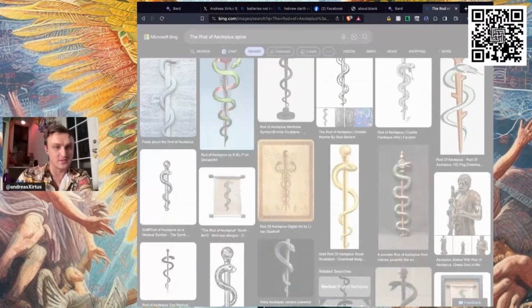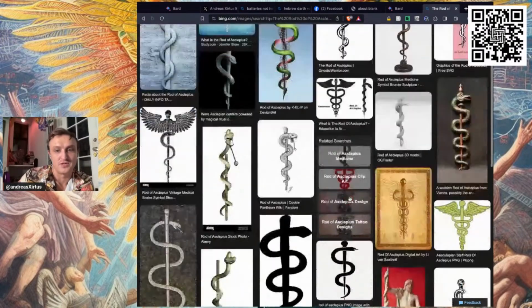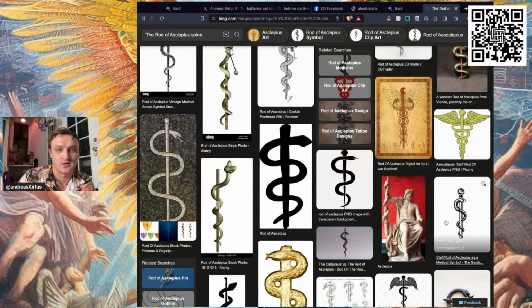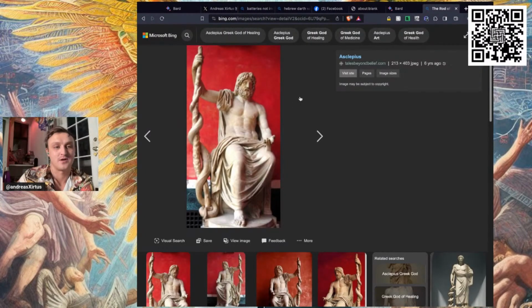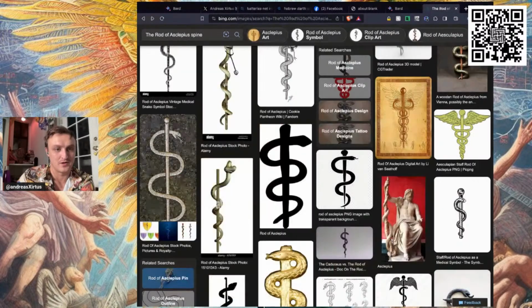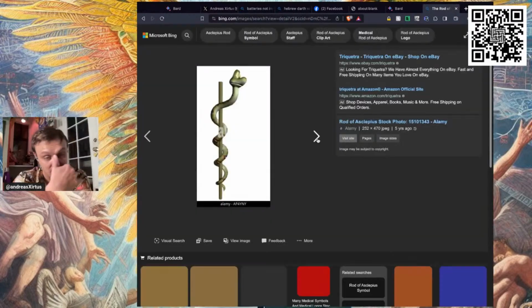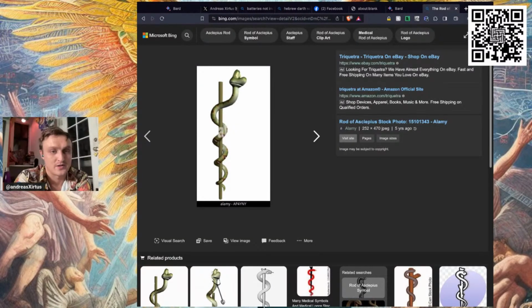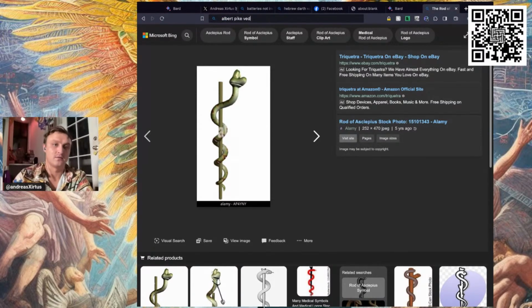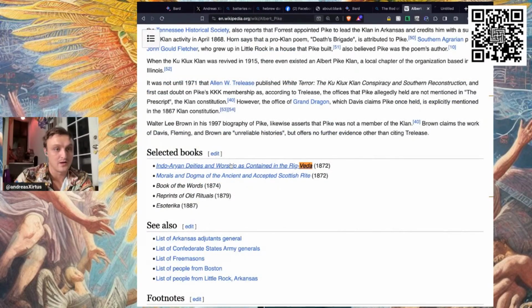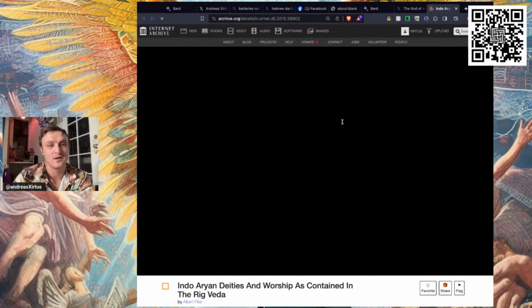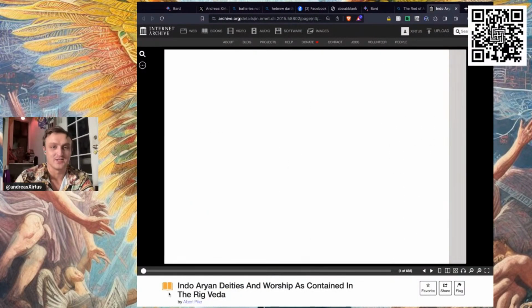There are 33 points to the vertebrae, and in Morals and Dogma, he talks about the 33 degrees connecting to the Kundalini, which have to do with your vertebrae and the spine. The man is the microcosm and the macrocosm. He has to align, and the Kundalini has to do with the serpent. And he'd already written, before Morals and Dogma, his Vedic treatise, Albert Pike's Vedic treatise. What's that called again? Albert Pike Veda. The Rig Veda, Indo-Aryan deities, and the worship as contained in the Rig Veda, which is actually probably as interesting as Morals and Dogma.